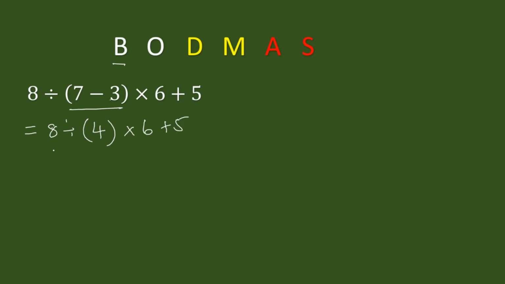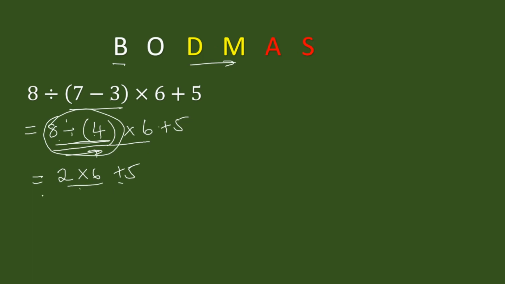And then here we have multiplication and division, so we just move from left to right. So it's going to be 8 divided by 4, which is 2. Then times 6, then plus 5. So this whole thing reduces to 2, then 2 times 6 plus 5. Next, we multiply before we add. So 2 times 6, which is 12. Then plus 5, and 12 plus 5, that is 17.